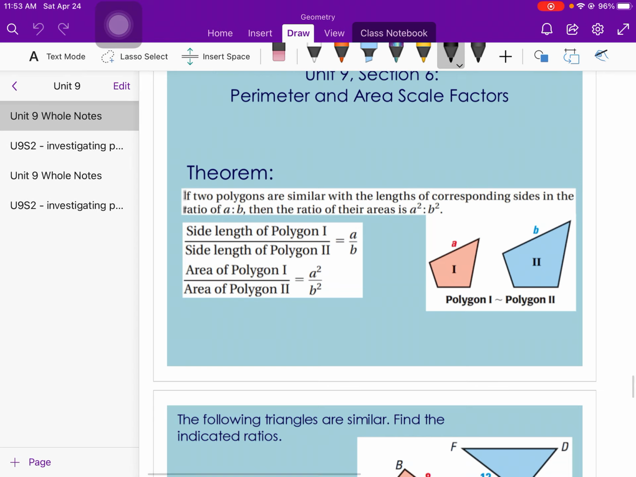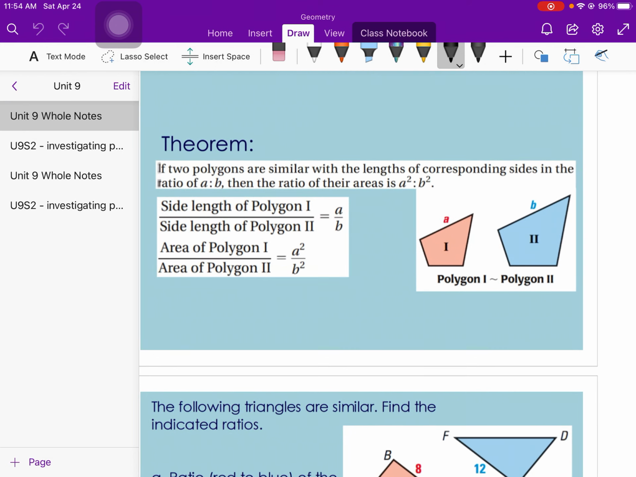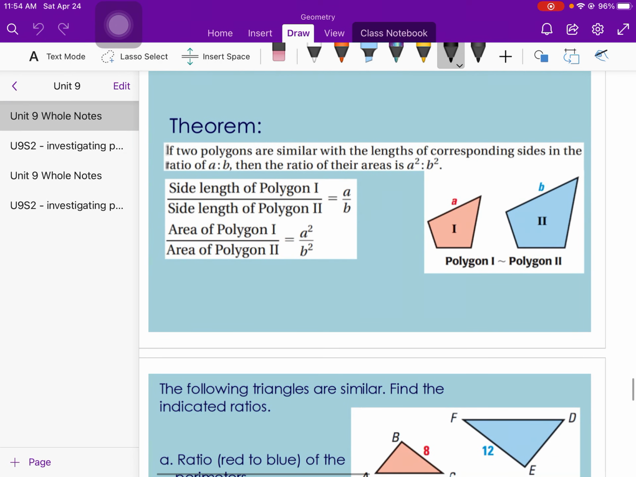So when you're talking about perimeter, you want to think of just comparing the side lengths, similar to how we did before when we were talking about scale factor. So the side length of polygon 1, the first one, is a, and then we compare a side length that corresponds to a from the second figure, and then that's all we have to do to write the ratio. Now for the area though, it is going to be a squared divided by b squared. So you're comparing that side length, but you're squaring it first.